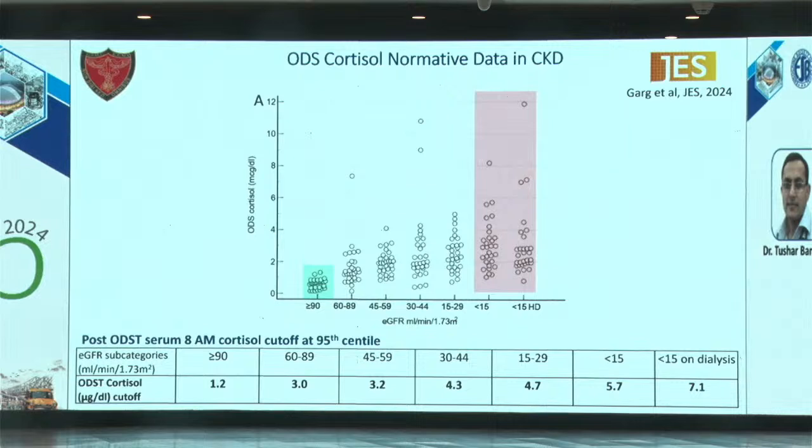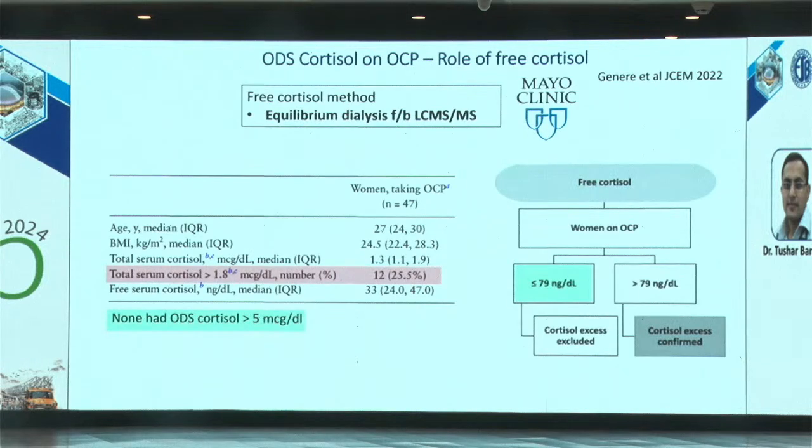There was no data on ODS cortisol in CKD, so we studied 210 patients with different stages of CKD and devised normative data for CKD in various stages to give a 95th centile, to say that above this, please look for Cushing's. It was published in JES 2024. There is an issue with ODS cortisol, especially when females are on OC pills and you are supposed to stop them for 6 weeks according to the guidelines, but it becomes cumbersome to stop it.